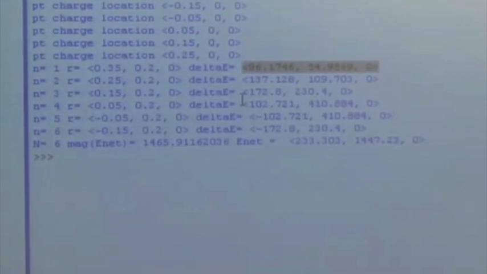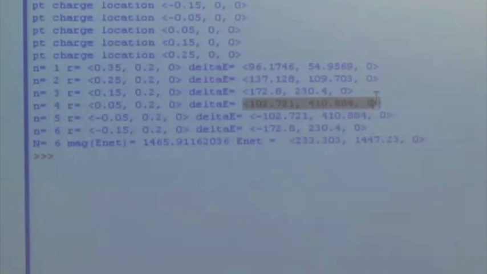And I'm not sure if this text is big enough for everybody to see, but okay, so here was the first delta E that we calculated. And then look when you get to segment number 4, we have 102.7, 410.9, 0. And then when you go past that point, we got negative 102.7, 410.9. So the x component, as we said, just changed sign. Y component stayed the same.